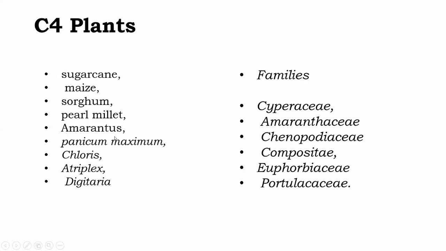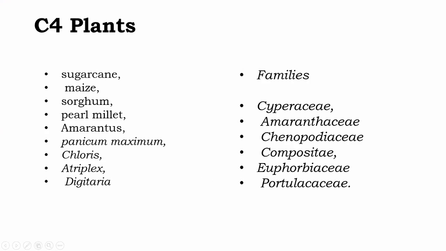You see amaranthus. In 21 days you can harvest. Quick photosynthetic assimilation. Sugarcane, maize, sorghum, pearl millet, you can see the leaves are almost similar except amaranthus. Amaranthus is a dicotyledon. All these are monocotyledons. So it is revealed that both dicotyledons and monocotyledons have the C4 pathway. And these are the families: Cyperaceae, Amaranthaceae, Chenopodiaceae, Compositae, Euphorbiaceae, Portulacaceae. In all these families you have C4 plants.